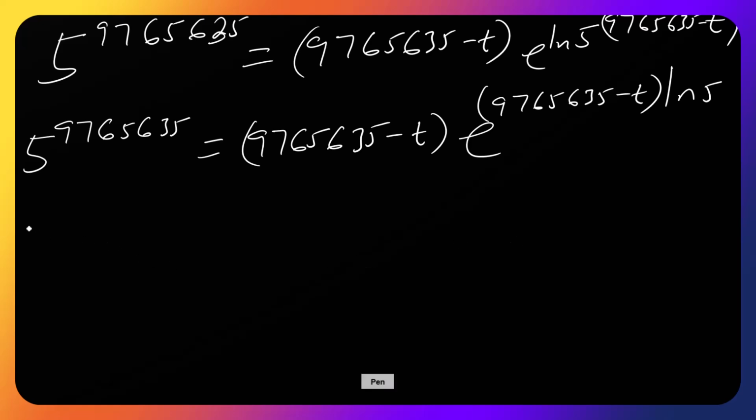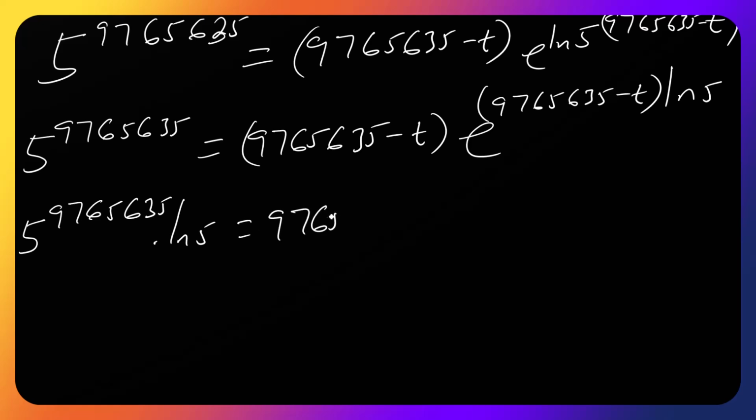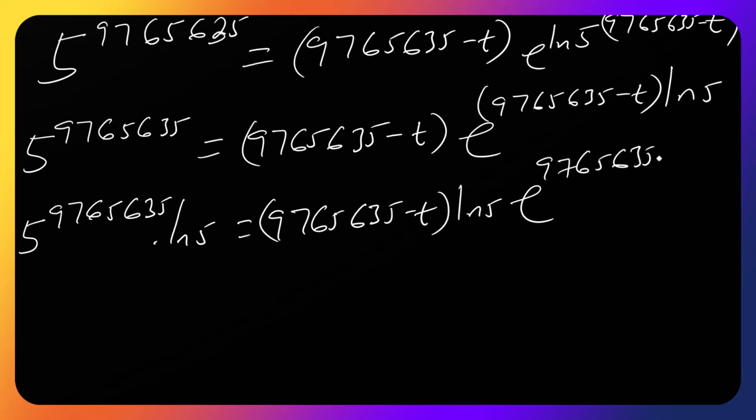Okay, so that would be 5 raised to 9765635 times ln of 5 equals 9765635 minus t times ln of 5. Then we have this times e raised to 9765635 minus t ln of 5.